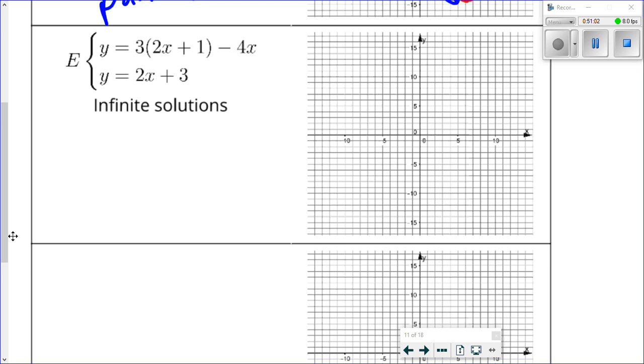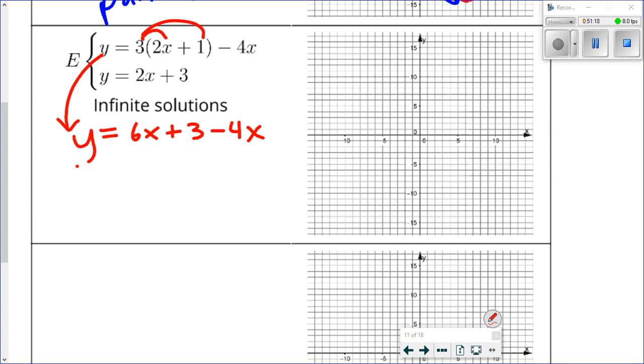So let's do some rearranging here to the top equation so we can get it into slope-intercept form. I'm going to distribute my 3. So now I have 3 times 2x, which is 6x. 3 times 1 gives me 3 minus 4x. Then I'm going to go ahead and combine my x terms. So 6x minus 4x gives me 2x plus 3.